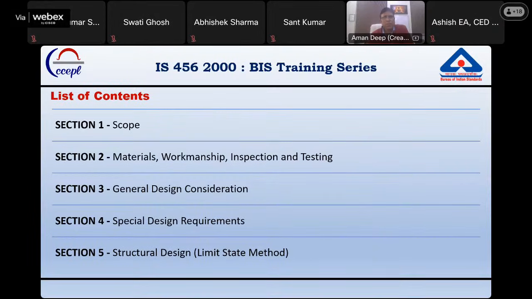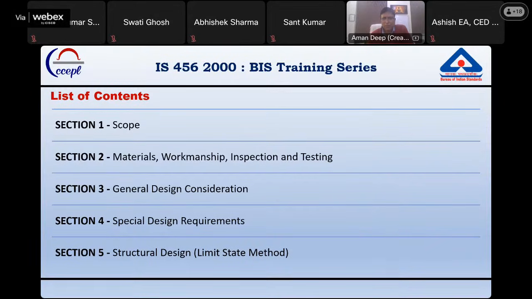So mainly this chapter will have these contents. I would say that the contents of the IS 456 would cover section wise. There are some sections of the code: in section 1 we discuss scope, section 2 is about materials, workmanship, inspection and testing. Section 3 is general design considerations. Section 4 is the special design requirements.